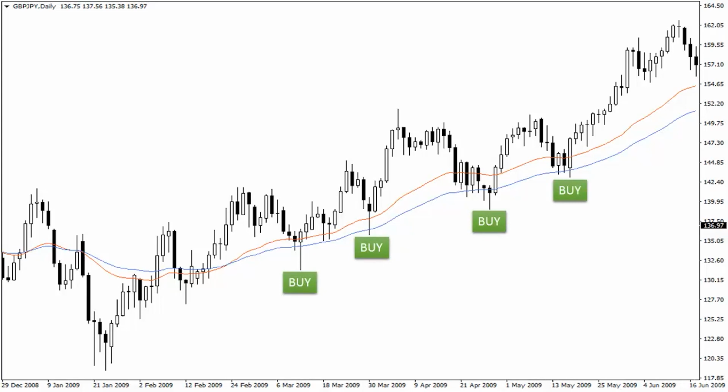Practice this setup using old price action charts. Without practicing any strategy on your own, you won't be able to use that strategy to make consistent profit.